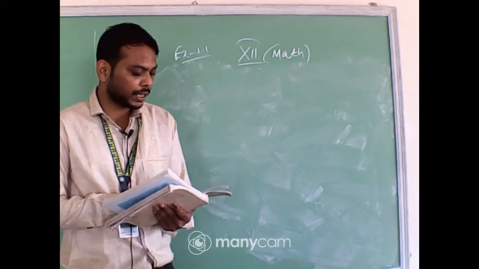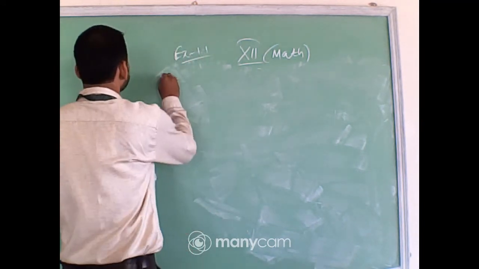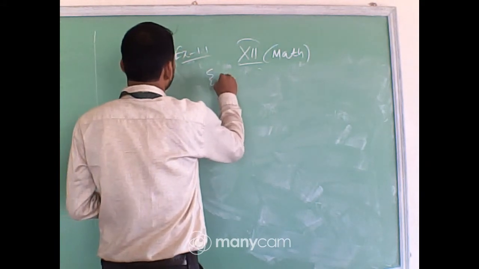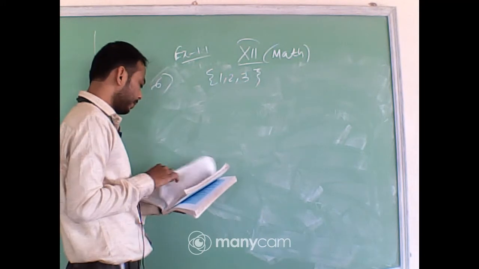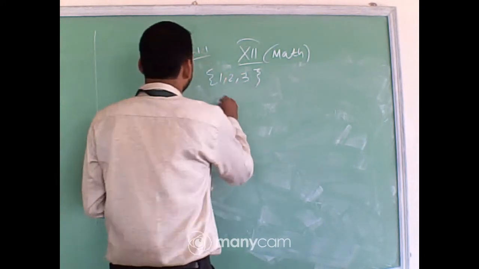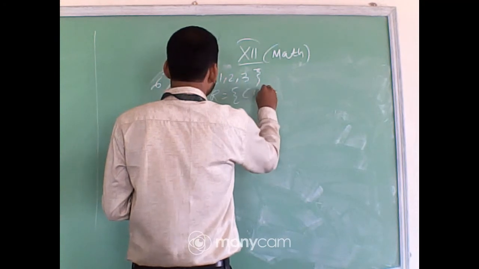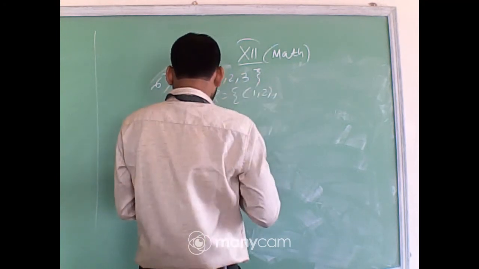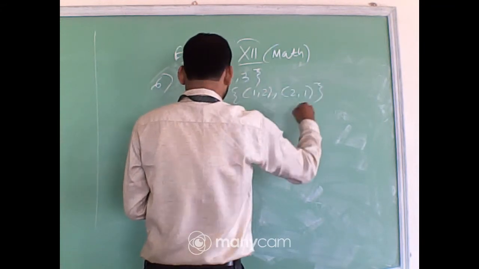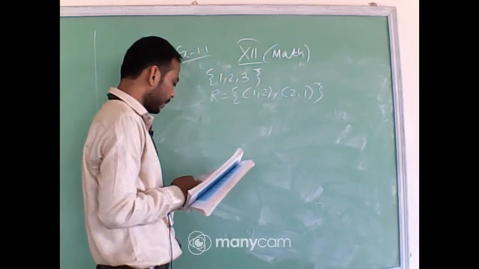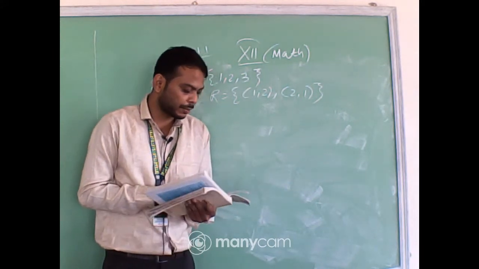Go through question number 6. The relation on the set {1, 2, 3} is defined as R containing the elements (1, 2) and (2, 1). Now R is symmetric but neither reflexive nor transitive.